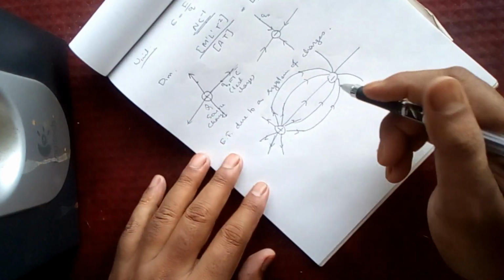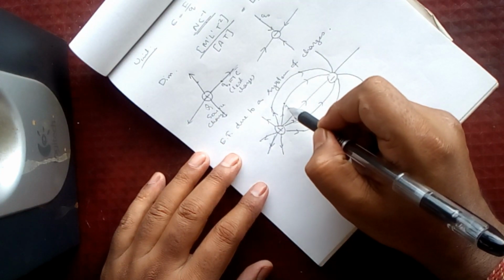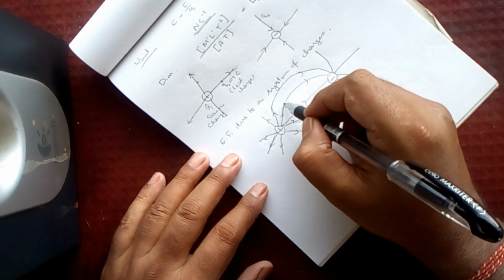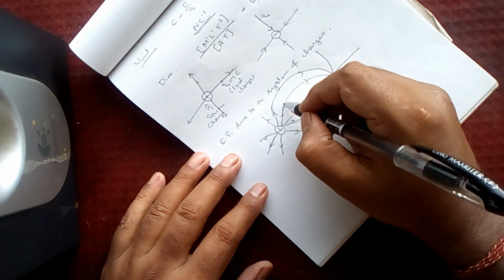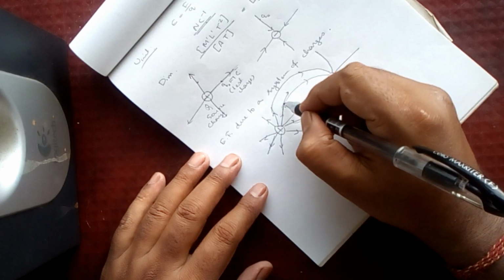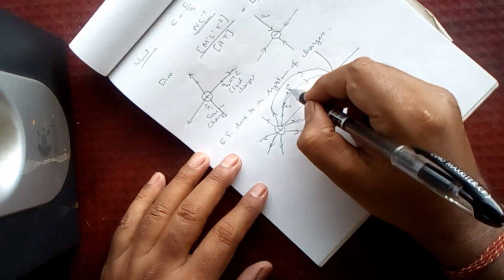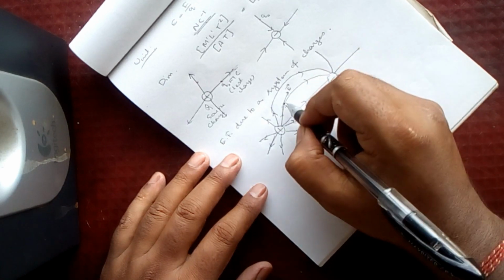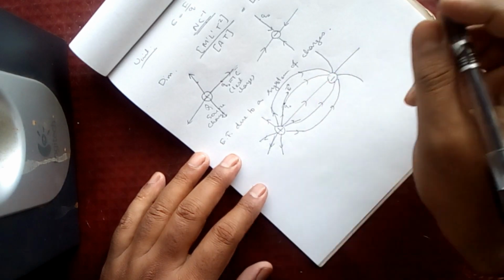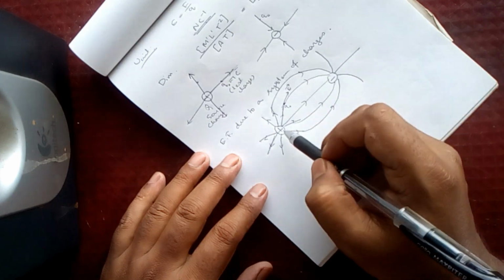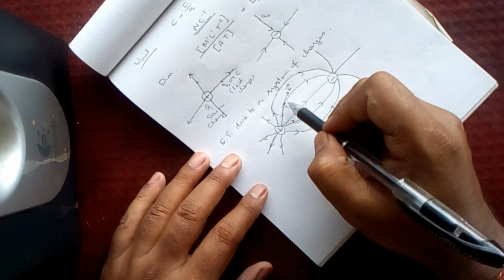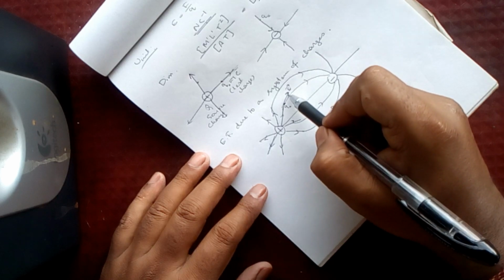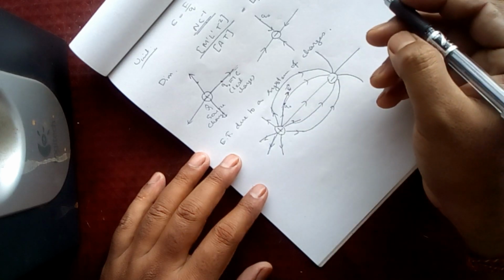So here we can see that if I put a test charge here, it will be moving along this direction. And if I draw a tangent to this field line at this point, this will give me the total electric field at this point. Mind it, total electric field at this point. That means the vector sum of the electric field due to this positive charge and this negative charge, whatever direction it will have, this tangent will point in that direction.